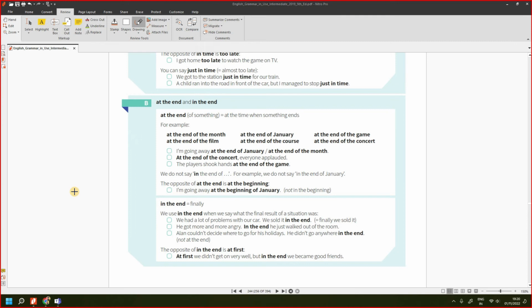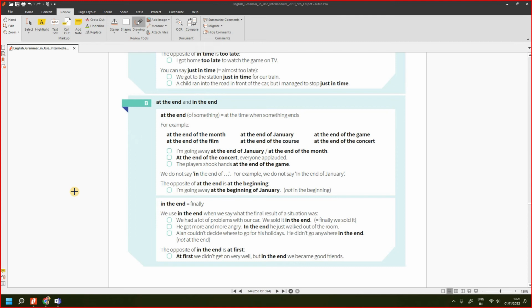Okay, so you can say at the end of the month, at the end of January, like that. So I am going away at the end of January, at the end of the month. Or at the end of the concert, everyone applauded, the players shook hands at the end of the game. Similarly, you will say at the beginning. Both are the same, right? But for middle you have to say in the middle, right? It's not at the middle. You cannot say at the middle. You have to say in the middle. So at the end and at the beginning, you can say.